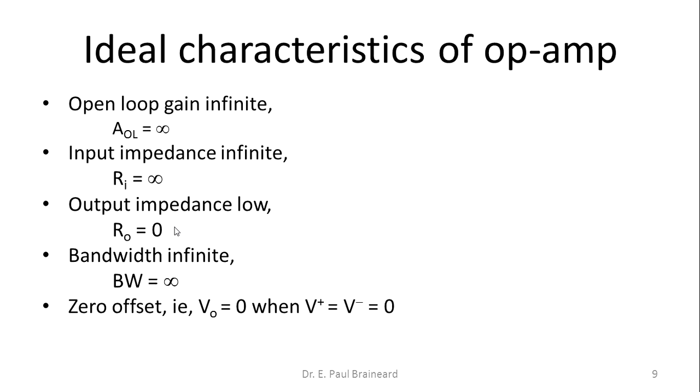Coming to the next important characteristic of OpAmp, it must have high bandwidth. That is, the bandwidth of an ideal operational amplifier should be infinite, meaning the op-amp should be able to amplify signals over a wide range of frequencies with high gain.